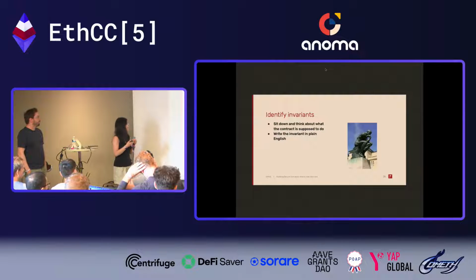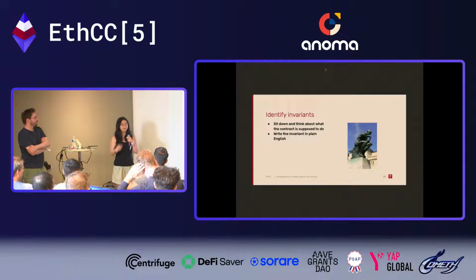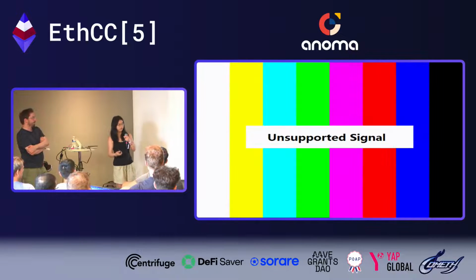So to start with, you really need to sit and think about what your contract is actually supposed to do. You need to combine the experience of the project teams who are building the code and really understand expectations. The easiest way I've found is to just write down what the invariant is, what is expected of the system, in English, and then you can start to change and convert that into code.